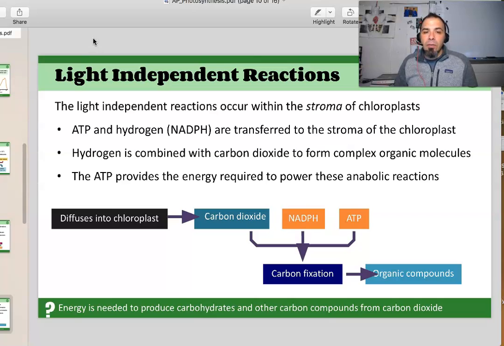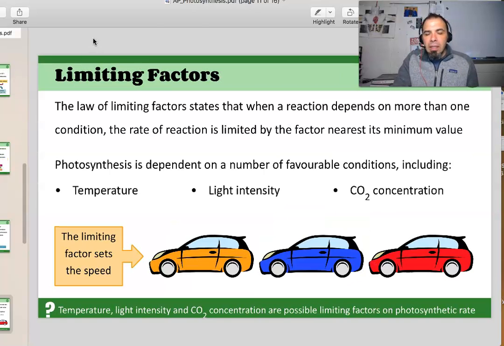So these materials will diffuse in a chloroplast, right? You get carbon dioxide, NADPH, ATP. You've got a series of these small metabolic reactions that are regulated by enzymes. We call that carbon fixation, and then ultimately you have an organic compound. And so there are some limiting factors, though, to photosynthesis.